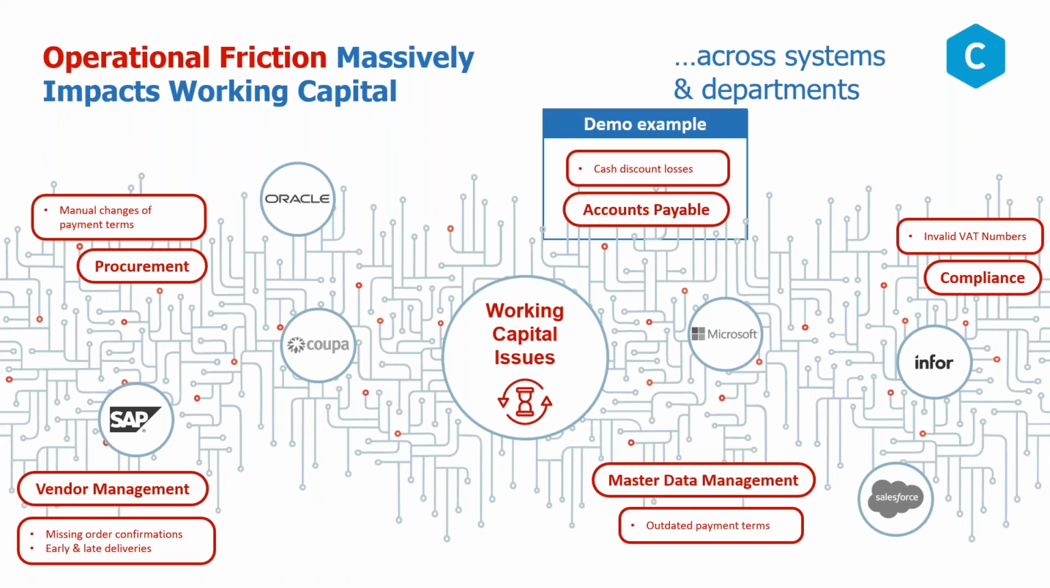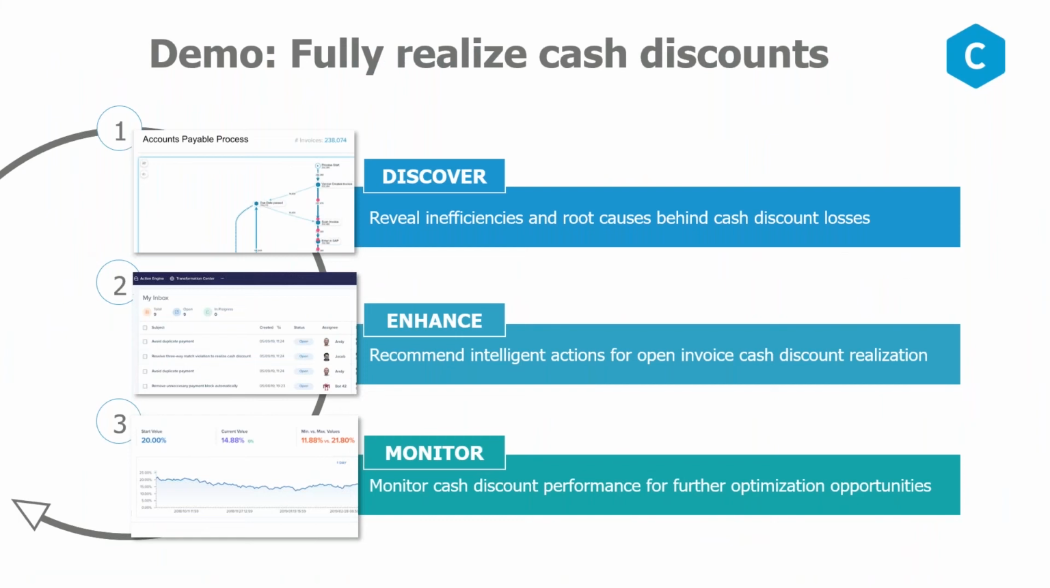And how do we tackle this issue today in the webinar? What we're going to do is focus on the accounts payable example and on the question, how can we fully realize cash discounts? For this particular question, as for any other question, the Celonis framework is generally split in 3 parts, which we call discover, enhance, and monitor. First, in the discover part, it's about revealing the inefficiencies and actually finding out why and where we have observed cash discount losses in the past.